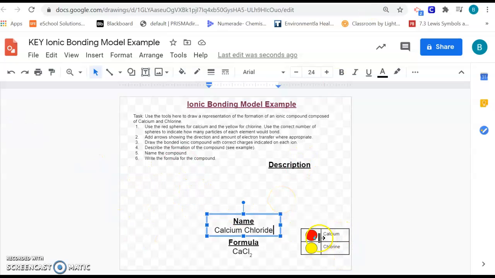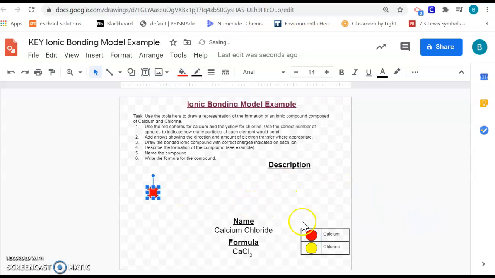And we're going to kind of draw a model now. So we have 1 calcium, is our red here. And we're going to have 2 chlorine. So we're going to hit Control Copy and Paste. We're going to have our 2 chlorines. And they're going to want to bond together.